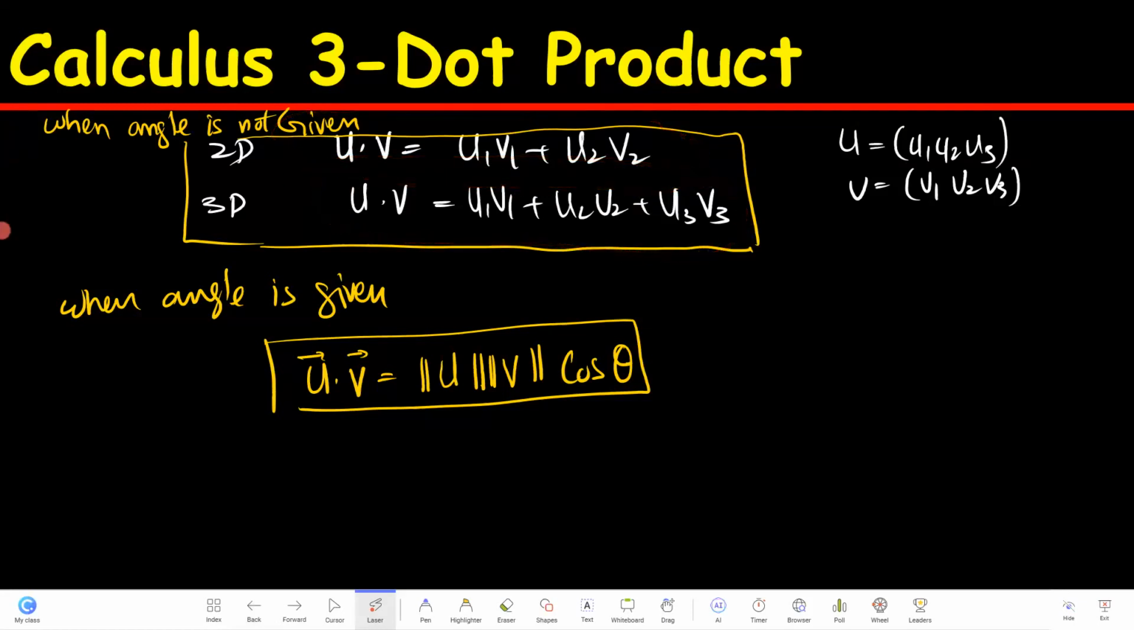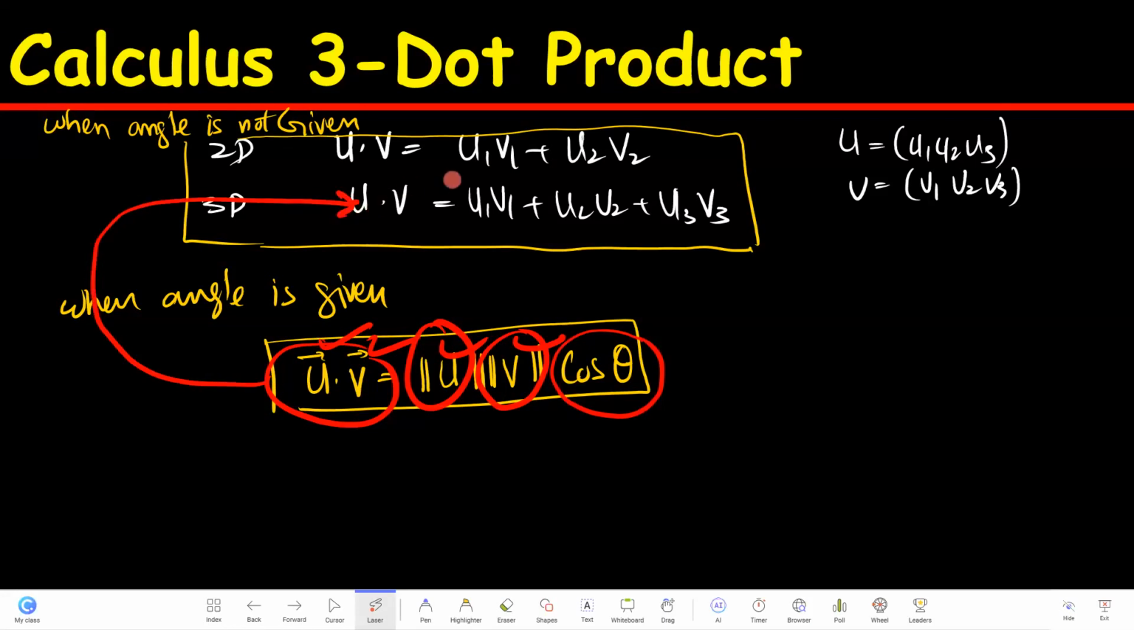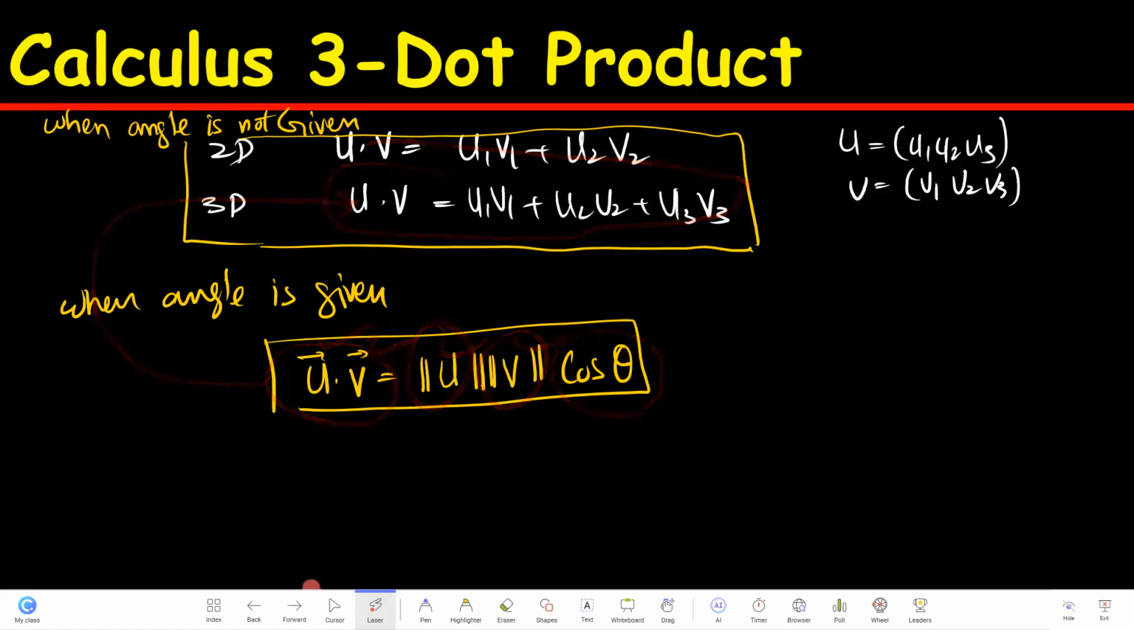I'm going to use the bottom one to find theta, and I need to use the top one to find u dot v, because in order to use this formula I need to know this cos theta. But in order to find cos theta, everything should be known. I know I can figure this out, I can figure this out. So I'm going to use this formula to figure out u dot v. Okay, let's go to the next one.